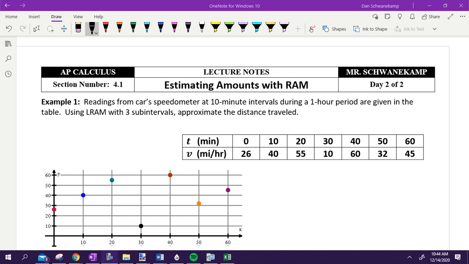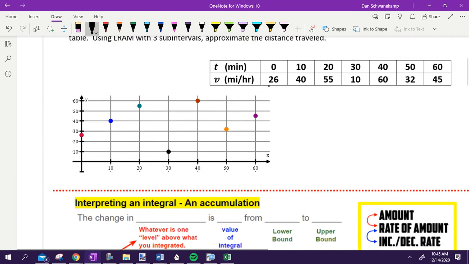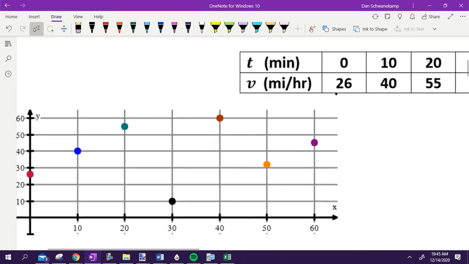All right, so you're reading from a car speedometer at 10-minute intervals during a 1-hour period. So you're driving your car. At 0 minutes, you look down, your car is going 26 miles per hour. Okay, at 10 minutes, you look down, you're going 40 miles per hour. At 30, you're going 10 miles per hour. At 40, you're going 60. 50, you're going 32. 60, you're going 45, and so on. Everybody understand what's happening? So I put those dots on this paper over here.